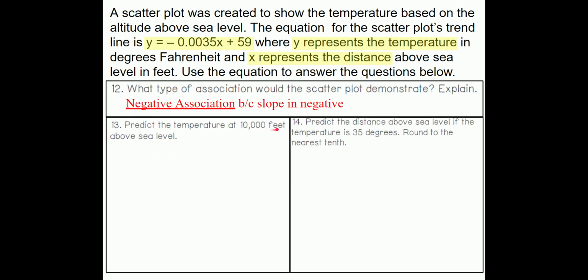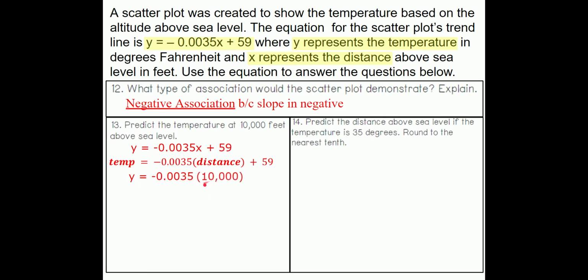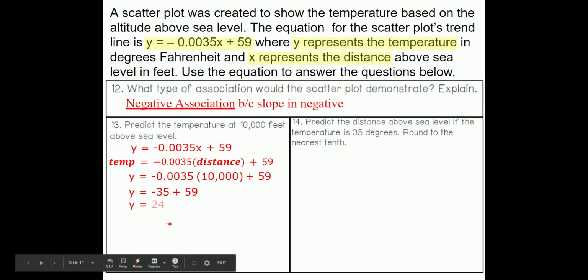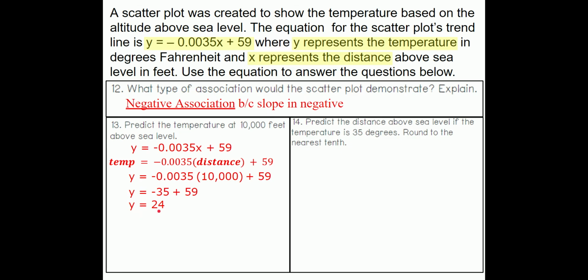So predict the temperature at 10,000 feet above sea level. We're going to use our equation, and they give us the distance above sea level. So the temperature is y. That's the part we don't know. So temperature equals this times the distance above sea level plus 59. Let's rewrite that. Y equals negative 0.0035 times 10,000 plus 59. We're going to multiply that together, and we get negative 35. And then we're going to bring down the plus 59 and simplify by combining those two. And we get 24. Now, what does 24 mean? Y equals 24. Well, Y represents the temperature. So it's asking us to predict the temperature at 10,000 feet above sea level. Well, the temperature should be roughly 24 degrees.